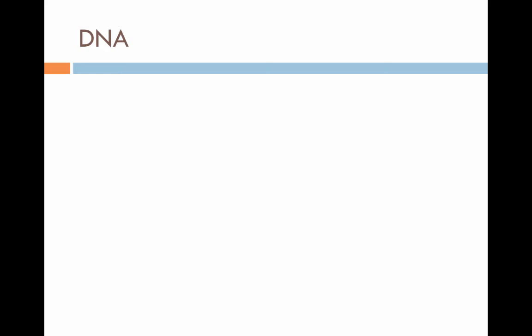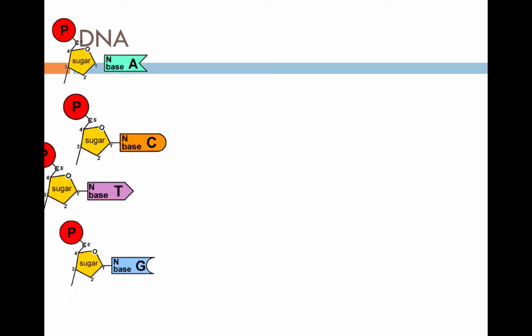Here's a little summary animation. On the left, there are a bunch of nucleotides. See how each nucleotide is actually made of 3 parts: a phosphate group, a deoxyribose, and a nitrogenous base. Also notice that each base can be different. It could be A, C, T, or G.